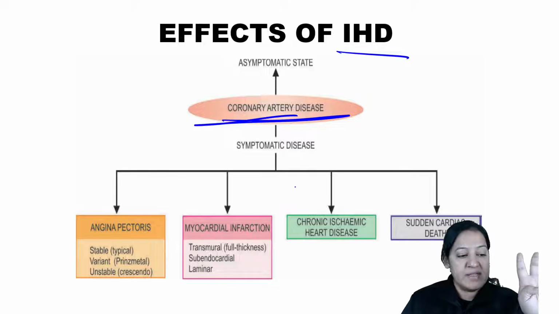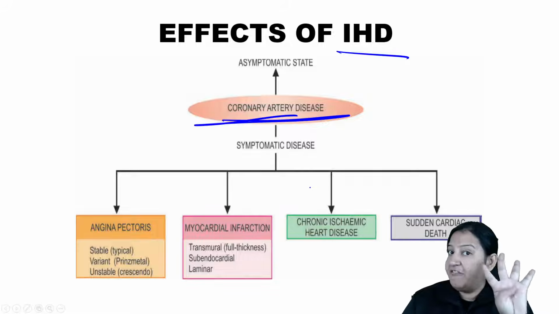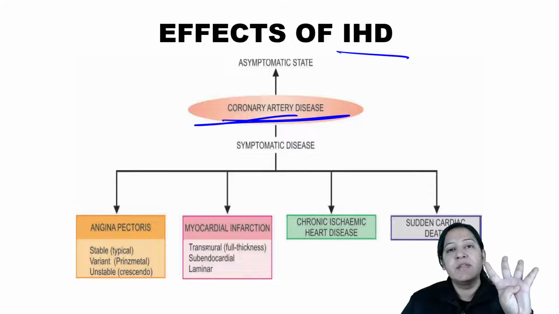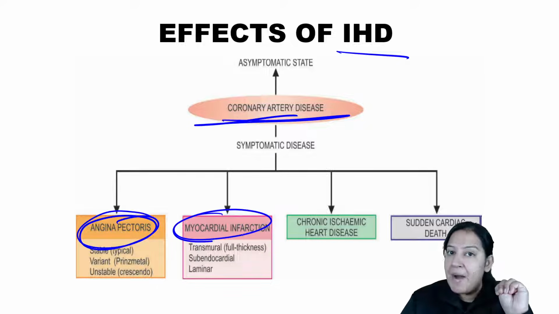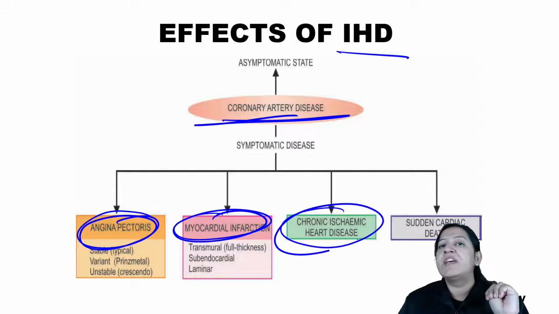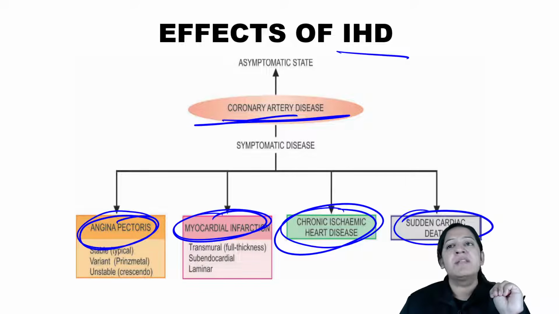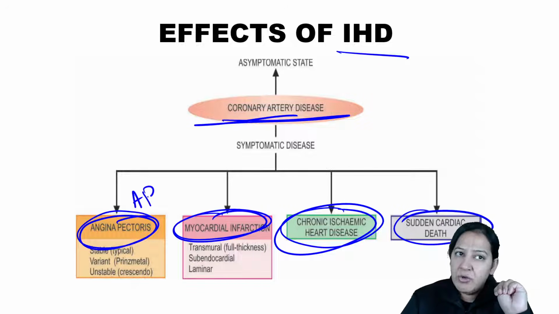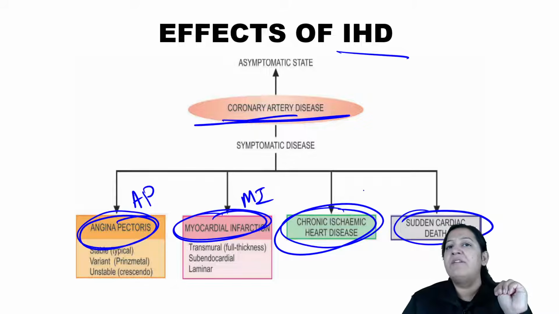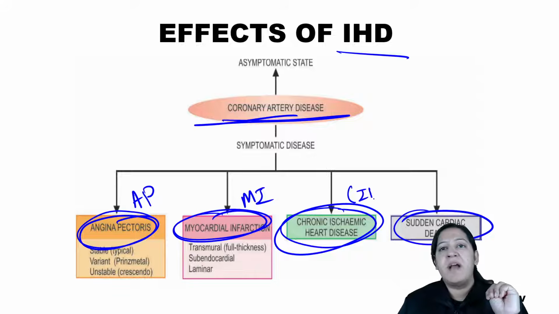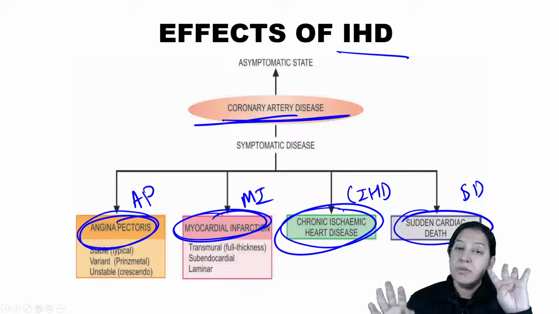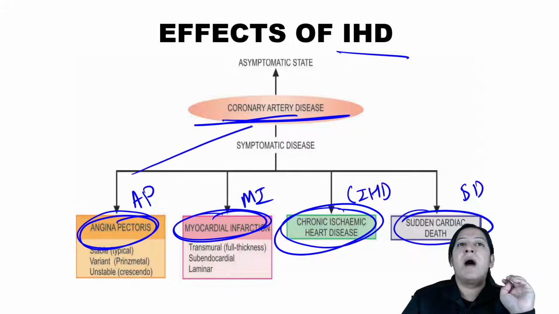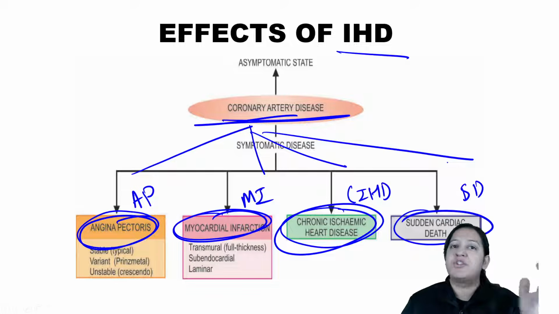In ischemic heart disease or coronary artery disease, we have four diseases together. What are the four diseases we are having here? Number one, angina pectoralis. Number two, MI, myocardial infarction. Number three, chronic ischemic heart disease, CIHD. And number four, sudden cardiac death. So these are the four diseases which come under coronary artery disease or ischemic heart disease.